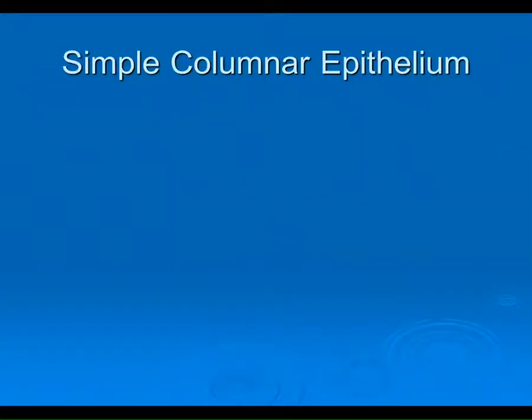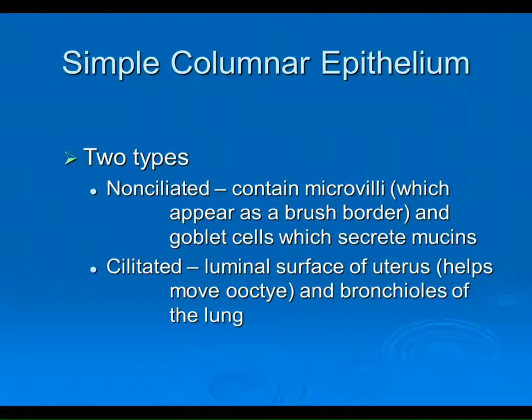Simple columnar comes in 2 different types. We only looked at one type in the lab. We looked at non-ciliated. I never mentioned it. But I did tell you that the simple columnar that we looked at in lab had microvilli associated with it. So the microvilli, again, were there to increase the surface area, and we saw this type of tissue in the small intestine. So small intestine, microvilli.